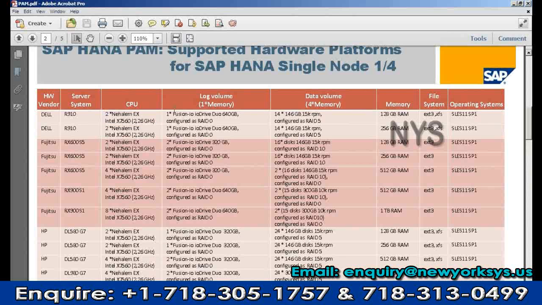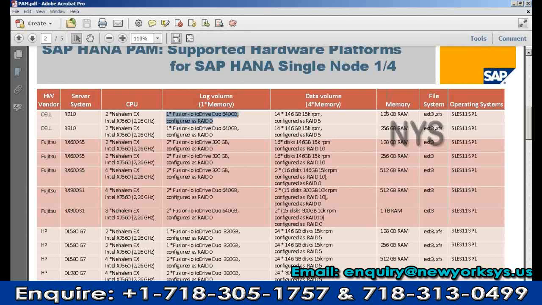Next comes the log volume and the data volume. This is your hard disk based storage. What is this log volume and data volume? We will come into it next in the architecture. But for now, both of these are the storage capability of your hard disk.